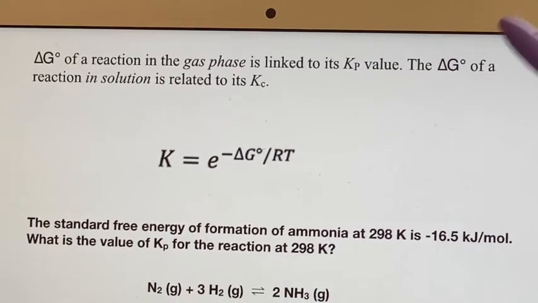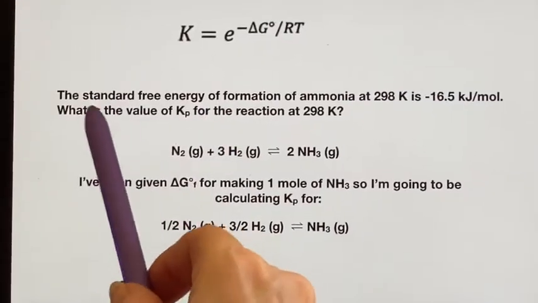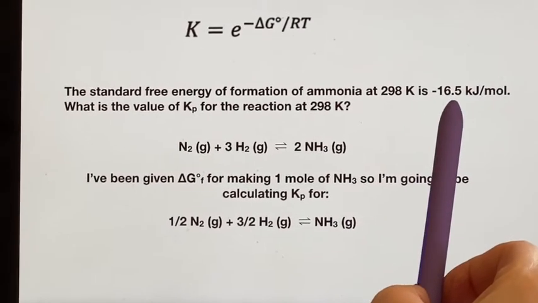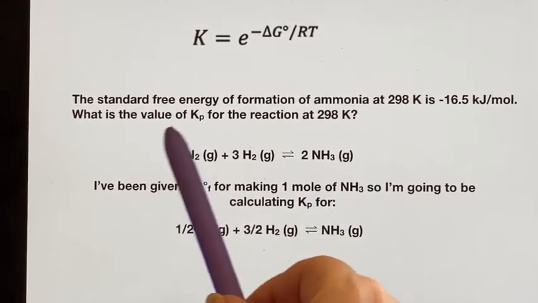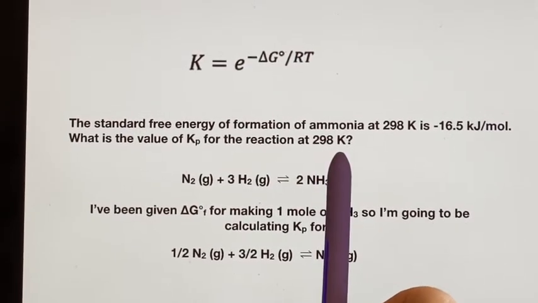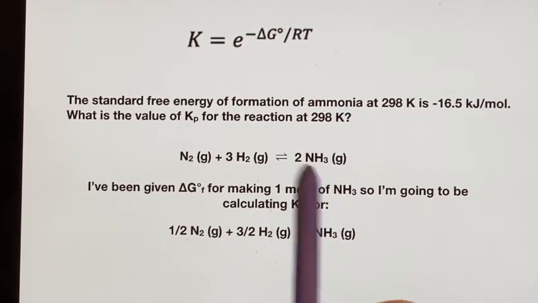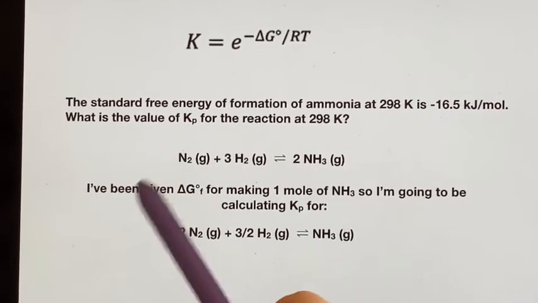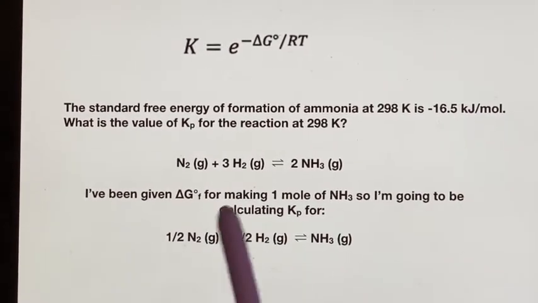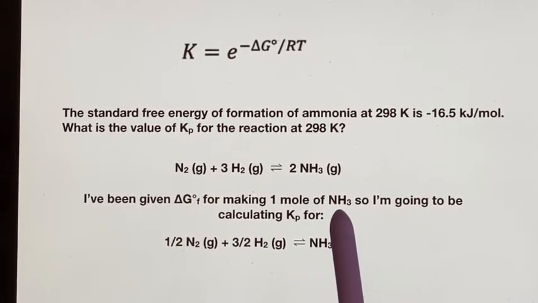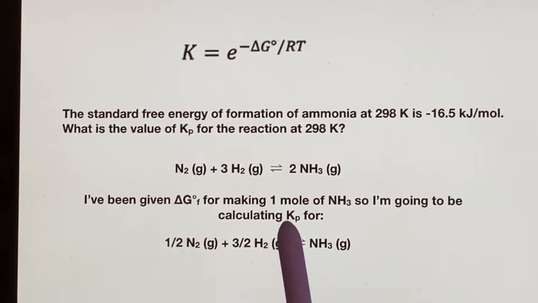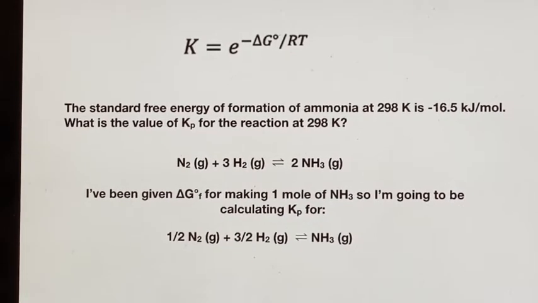And in this case, we're trying to just say, okay, everything is either in a gas phase or everything is aqueous. No mixing. We have a standard free energy of formation of ammonia, and we have a number for it. And it says, what's the value of K sub P for the reaction at 298 Kelvin? There's the reaction. That's our old friend making ammonia. And I found out from this what it is for making a mole of ammonia. So I will be calculating K sub P because these are gases.